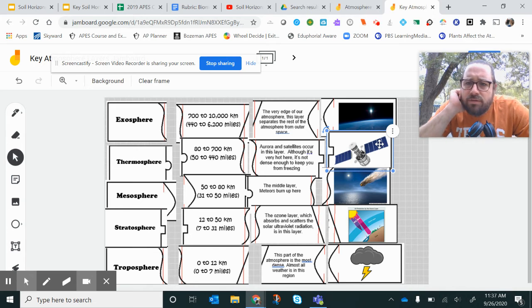So those are the layers of the atmosphere. These spheres mask the Earth. You'll get those questions right.